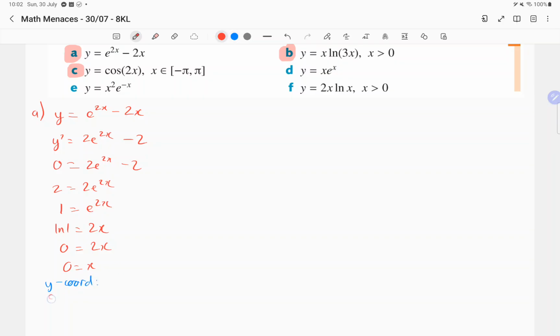Then the y coordinate is 0. No, not 0. Oh, 1. Yeah, it's 1.